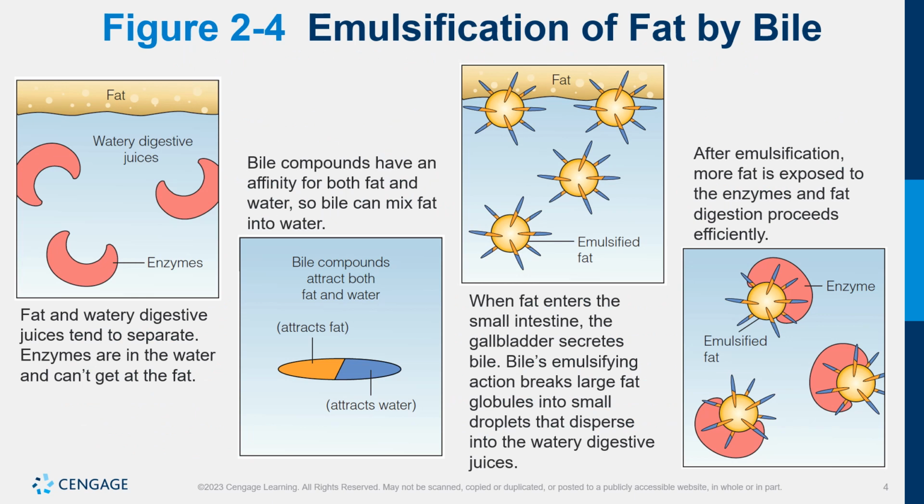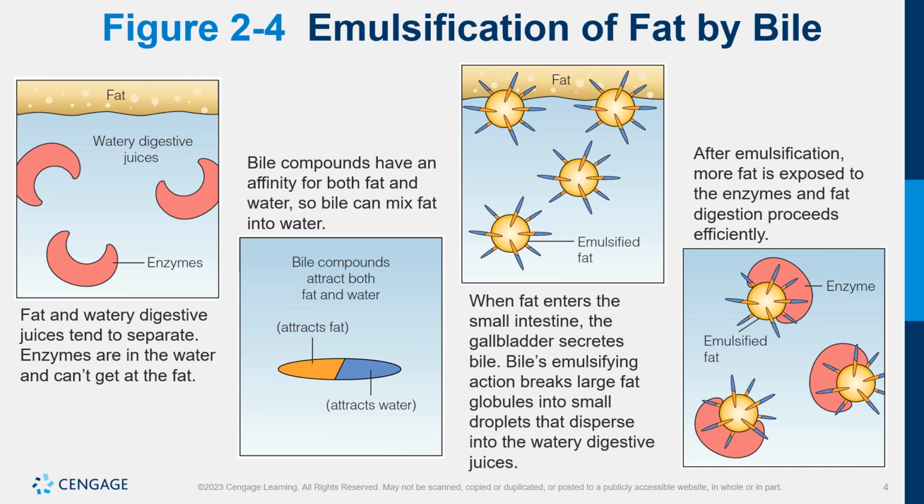This is what it looks like, the emulsification of fat by bile. As you can see in the first picture, the fat is floating on top of the watery digestive juices. Bile has an affinity for both fat and water, so bile can mix the fat into the water. The emulsified fat is in little tiny droplets, if you will, and this allows these little droplets of fat to be more easily exposed to the enzymes to allow fat digestion to complete efficiently.